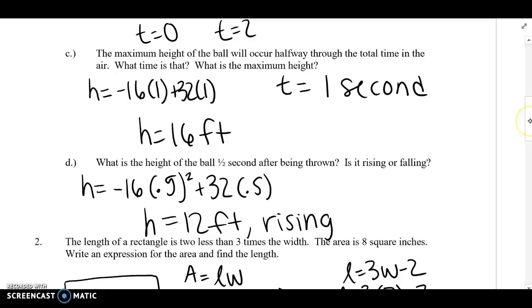For 1d, what is the height of the ball after half a second after being thrown? So plug in 0.5 as your t and you get a height of 12 feet. Since halfway, the half time is 1 second and your max height is 16 feet, it will be rising at 0.5 seconds.